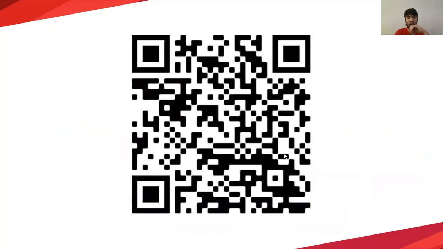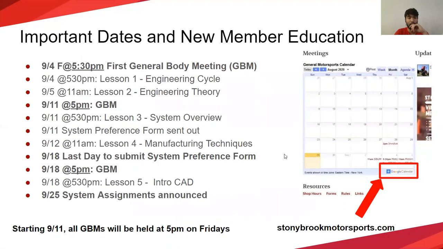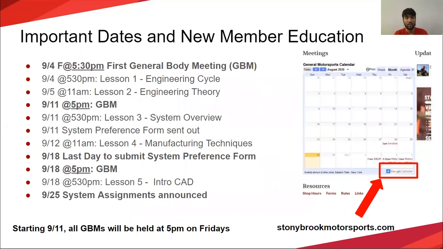Starting tomorrow, we'll have GBMs on Fridays. Tomorrow, the GBM will start at 5:30 p.m., but all of the following GBMs will be at 5 p.m. on Fridays. After the system overview next week, after the GBM, we will ask you to fill out a system preference form where you select which system you want to join. By September 25th, we plan to send out the system assignments.